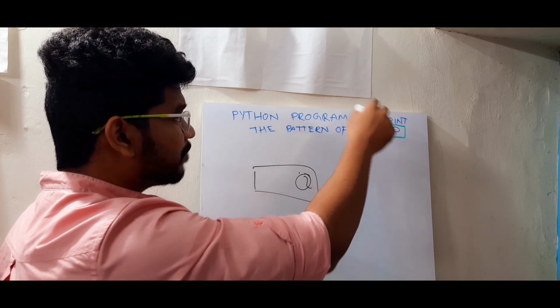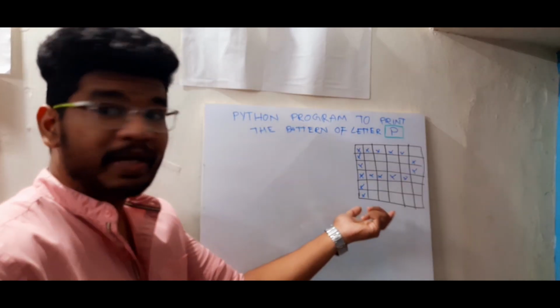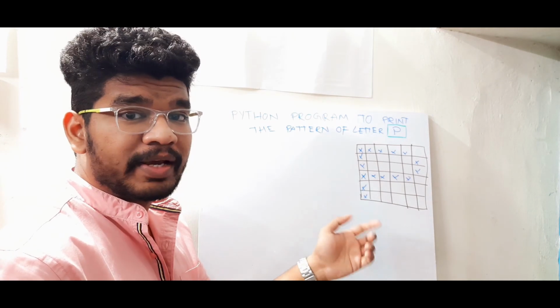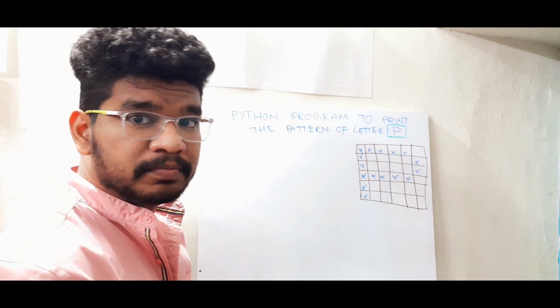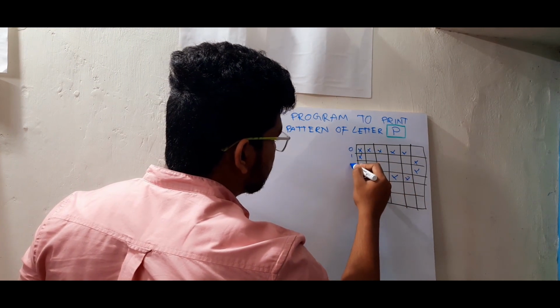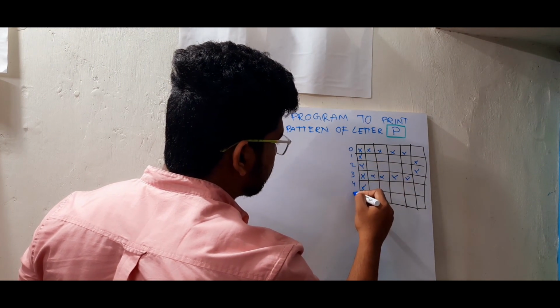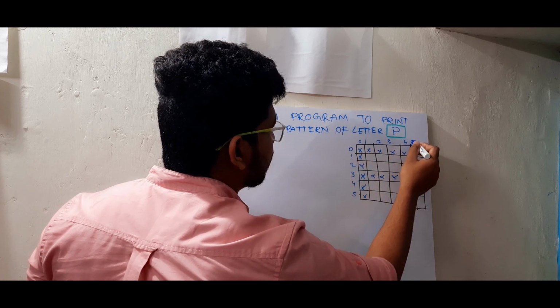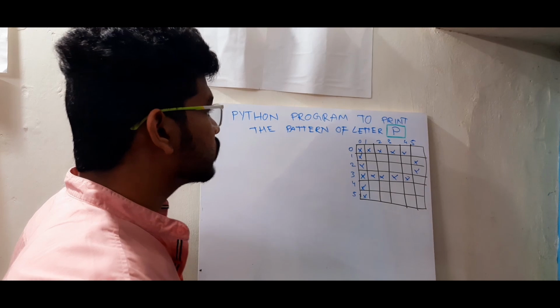So let's start with pattern of letter P. So guys, this is the pattern I'm going to print, the pattern of letter P. Let's see how we can print this pattern now. Let's assume this size as 0, 1, 2, 3, 4 and 5. So this is a 5 by 5 square.